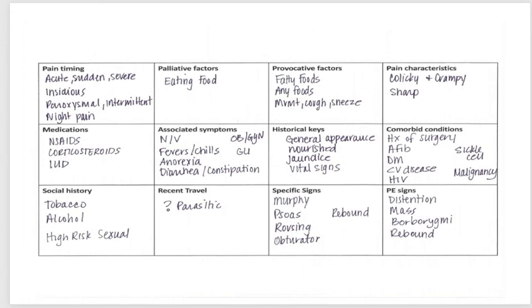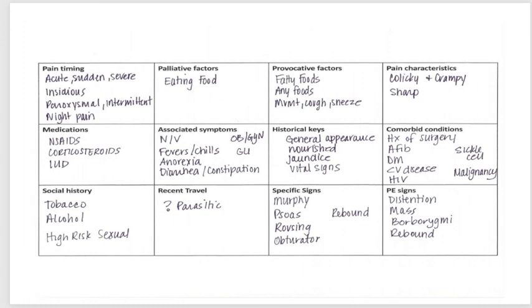You want to look at your general appearance. So, are they malnourished, nourished? Is there jaundice, vital signs? Those are all going to give you some clues. Vital signs will also be important, whether they are hemodynamically unstable. Comorbid conditions: if there is atrial fibrillation, then we get concerned with potential mesenteric ischemia. Same with cardiovascular disease, as well as aortic aneurysm, and then referred cardiac ischemic pain.